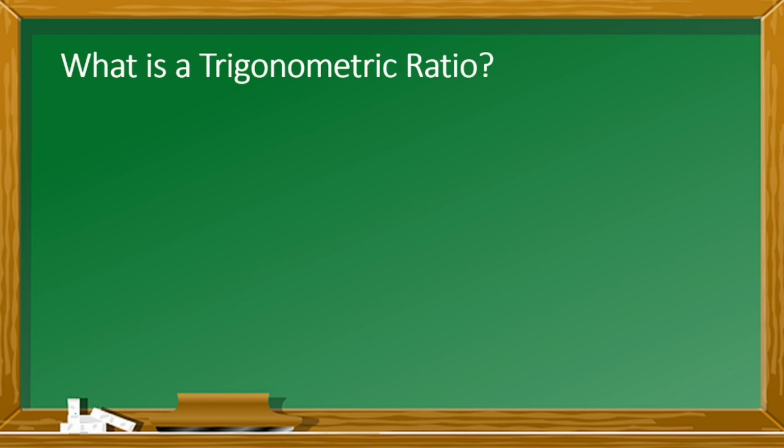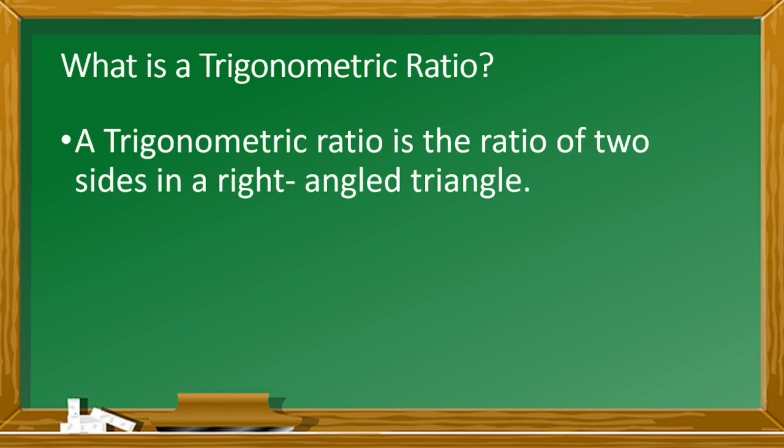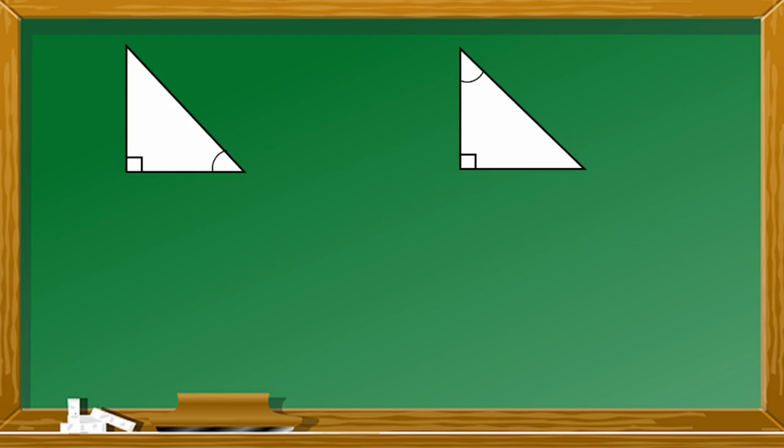So first let's talk about what trig ratios are. A trigonometric ratio, or a trig ratio, is the ratio of two sides in a right angled triangle. So it has to do with right angled triangles. The sides of the right angled triangle are determined by the angle being considered. So let's go. Here we have two right angled triangles, and we're just going to go ahead and identify the different sides.